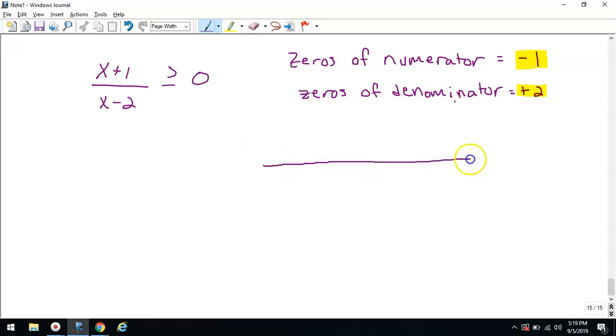And this is fun, and you actually use this a lot in calculus. And you plot these numbers. So let's say negative 1 is here. Let's say positive 2 is here. And you're going to put these into intervals. Okay?